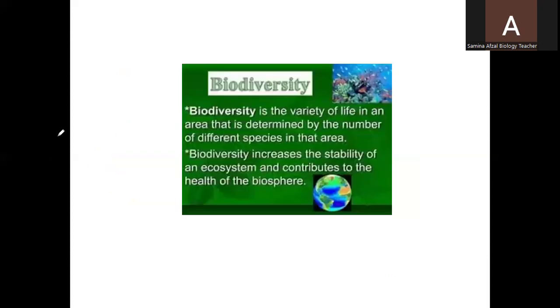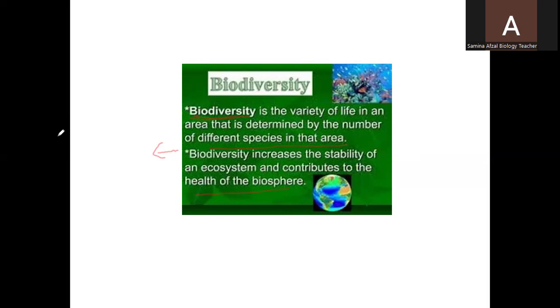So biodiversity is the variety of life in an area that is determined by the number of different species in that area. Biodiversity means variation in species, or different species, which are living on this earth in an ecosystem. If there are variations in an ecosystem, then it will increase the stability of the ecosystem and contribute to the health of the biosphere. But if there are no variations, there is no biodiversity, then there will not be a stable ecosystem.